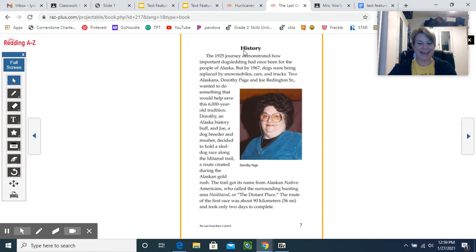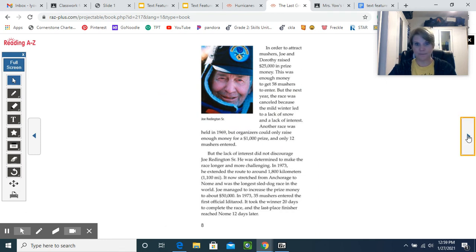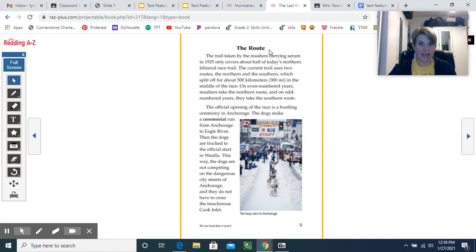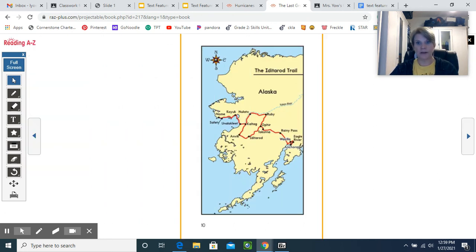Here's another heading, another photograph, another caption, another heading, so it's a new topic. There's another bold word, another photograph, another caption. Oh, here is a map, and this is all about the Iditarod Trail. So it shows me where the Iditarod Trail is.